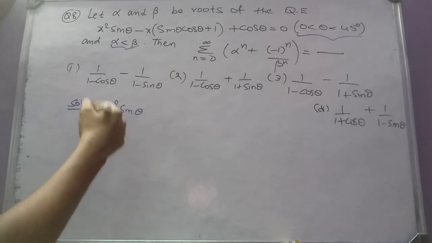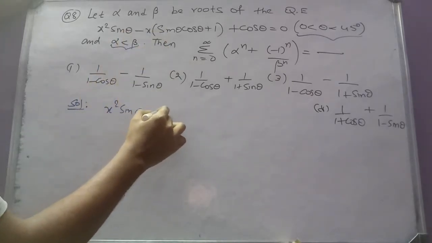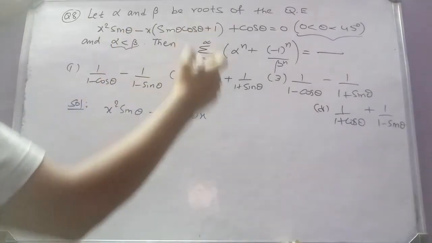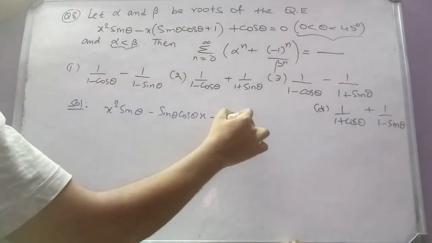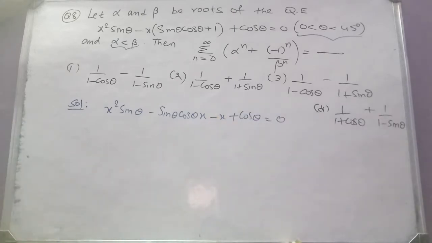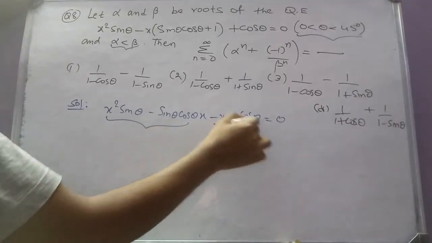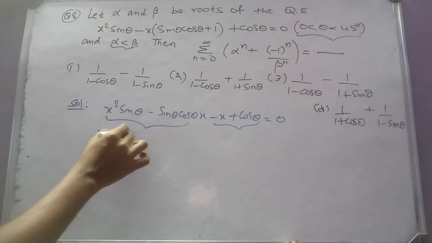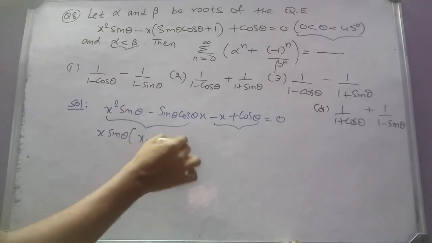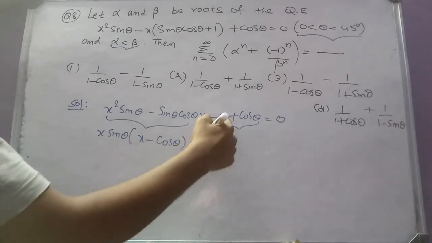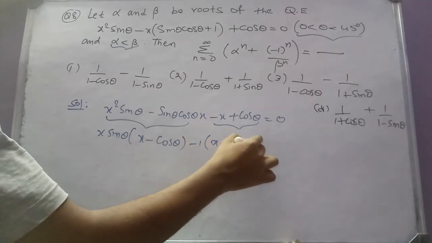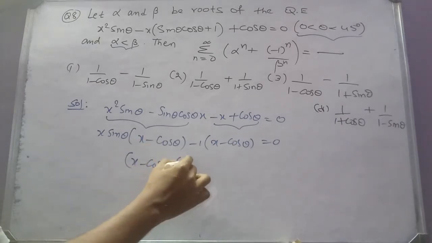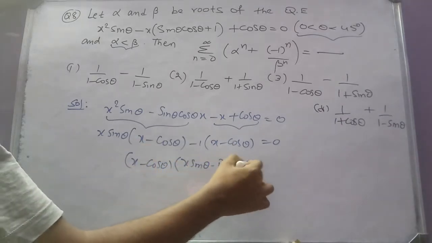x square sin theta minus x into sin theta cos theta. That means minus sin theta cos theta x. Next minus x into 1 is minus x and then plus cos theta. Now I can factorize by taking x sin theta common in the first two terms. You will get x minus cos theta, and by taking minus 1 common in the next two terms, you will get x minus cos theta. So therefore, you will get (x minus cos theta) into (x sin theta minus 1) equal to 0.